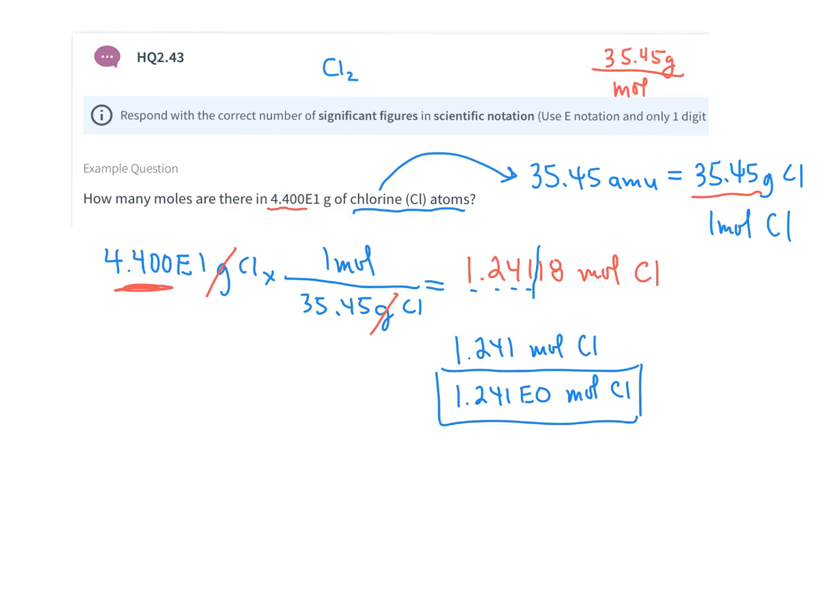So the big thing we needed there was our conversion factor. How do we go from moles to grams? We get this information from the periodic table, right? We went and looked up the weight of chlorine as 35.45 AMU, and that's what allowed us to convert from grams to moles of chlorine.